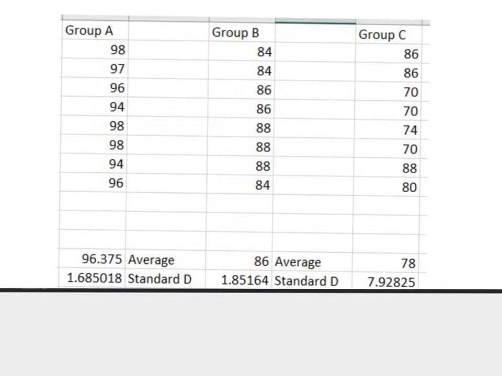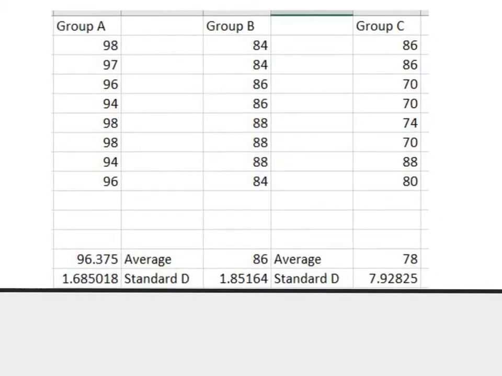If we take a look at the standard deviation for each group, we see that for Group A the average is 96.3. So we'll say, rounding a little bit, that class A has an average of 96 plus or minus 2, meaning that the majority of my students are between 98 and 94 in terms of their grades.